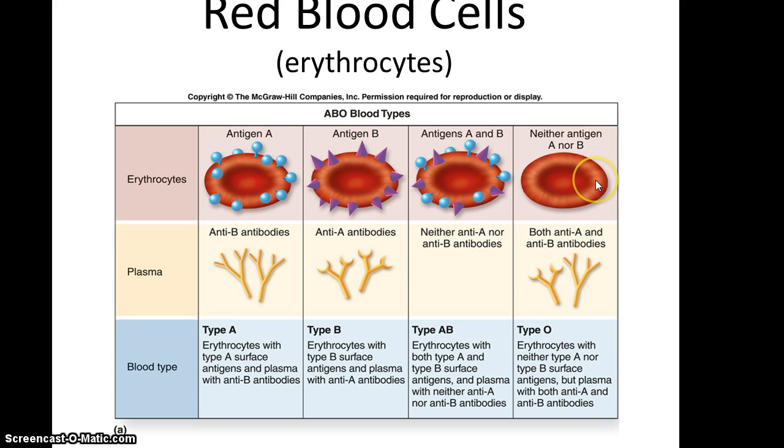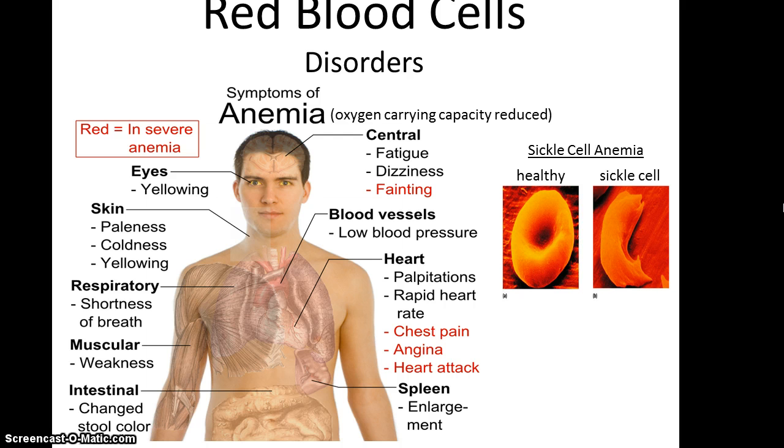So O is the universal donor. It can go to anybody. And AB is the universal receiver. It can take blood from anybody. So some disorders. Well, anemia. That's when your oxygen carrying capacity has been reduced greatly.